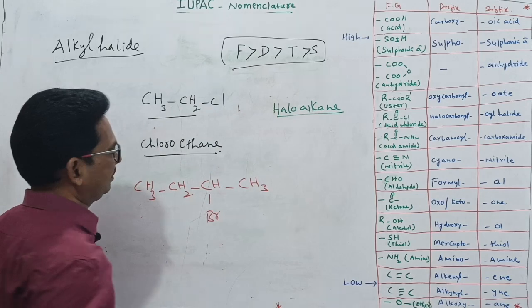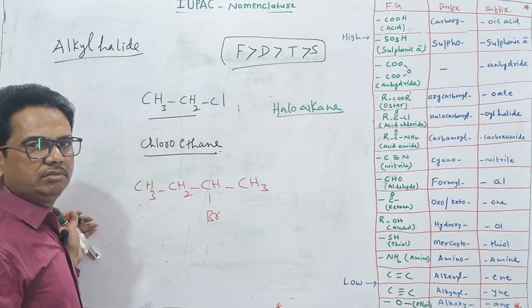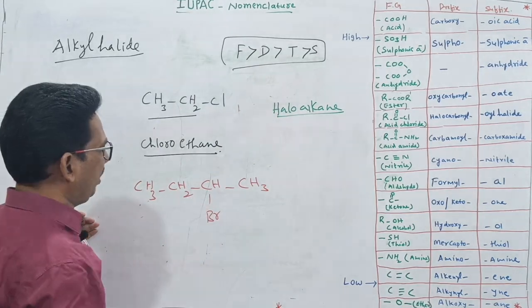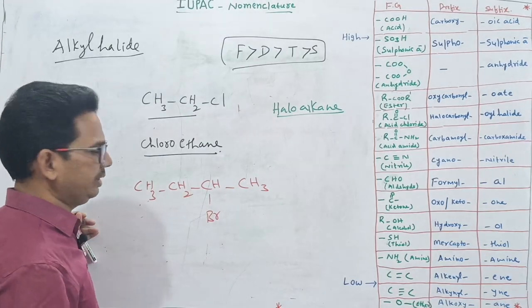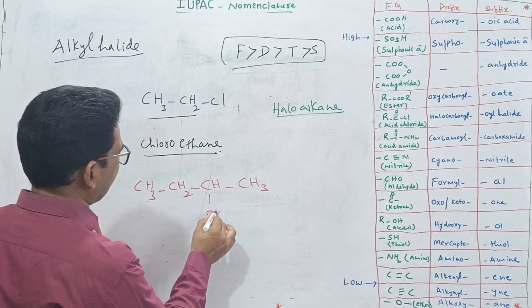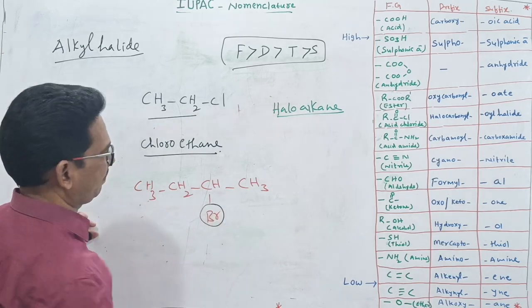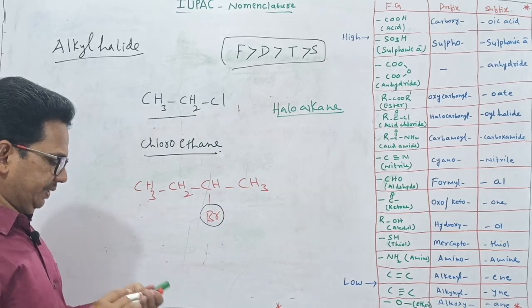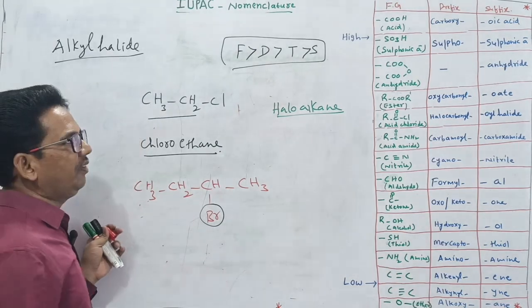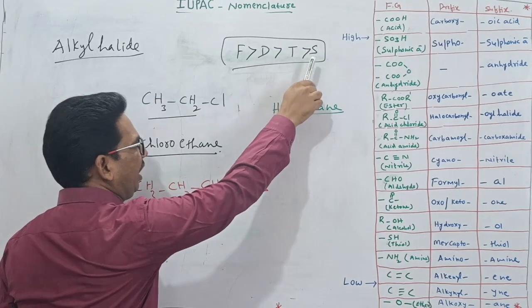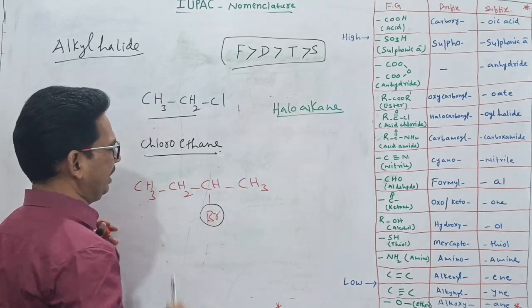Don't forget this one. Does it have any double bond? No. Does it have any triple bond? No. Then does it have any substitution? Yes. What is the substituent group? Halogen. Then give the numbering first. From which side do I have to start the numbering? Always the substituent should get the lowest possible number.